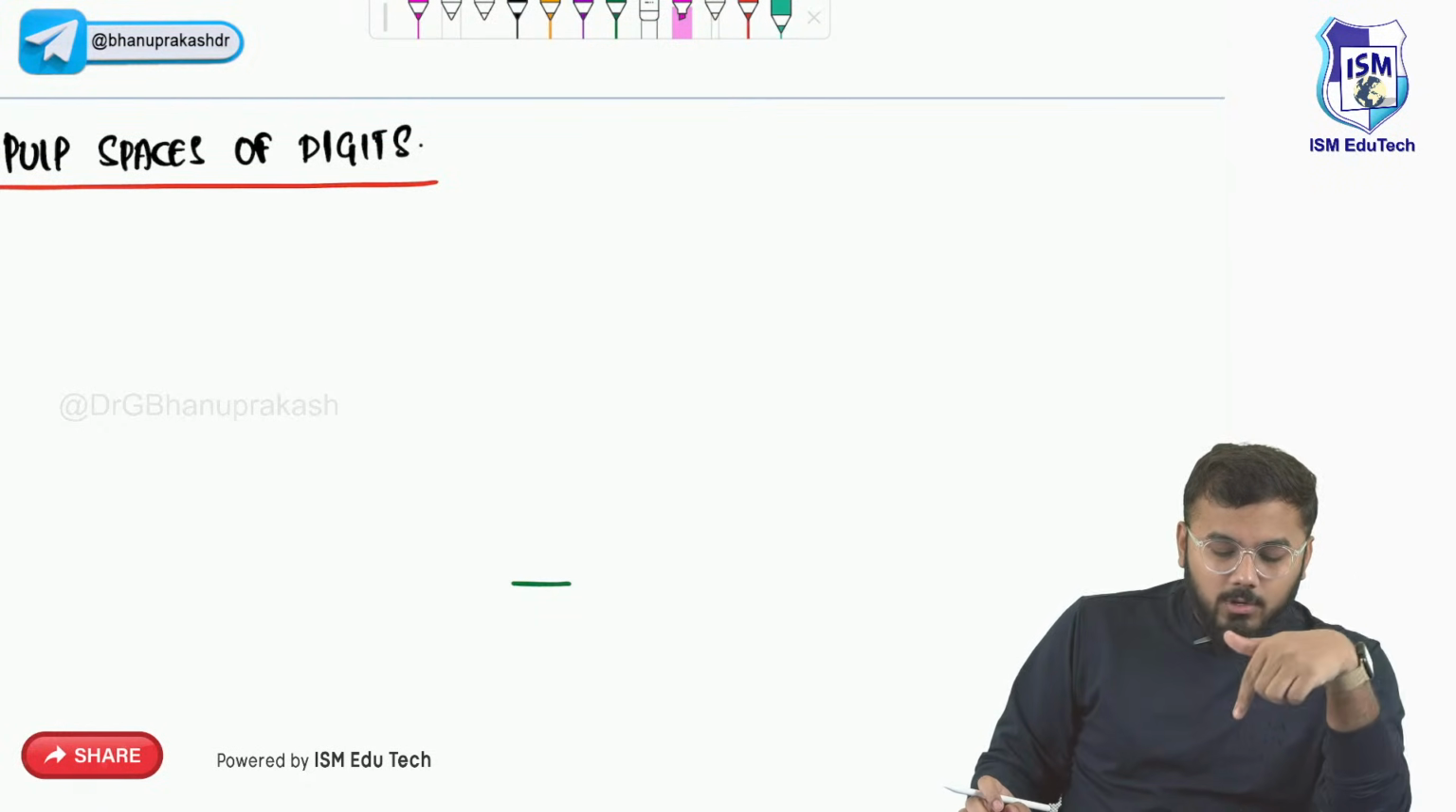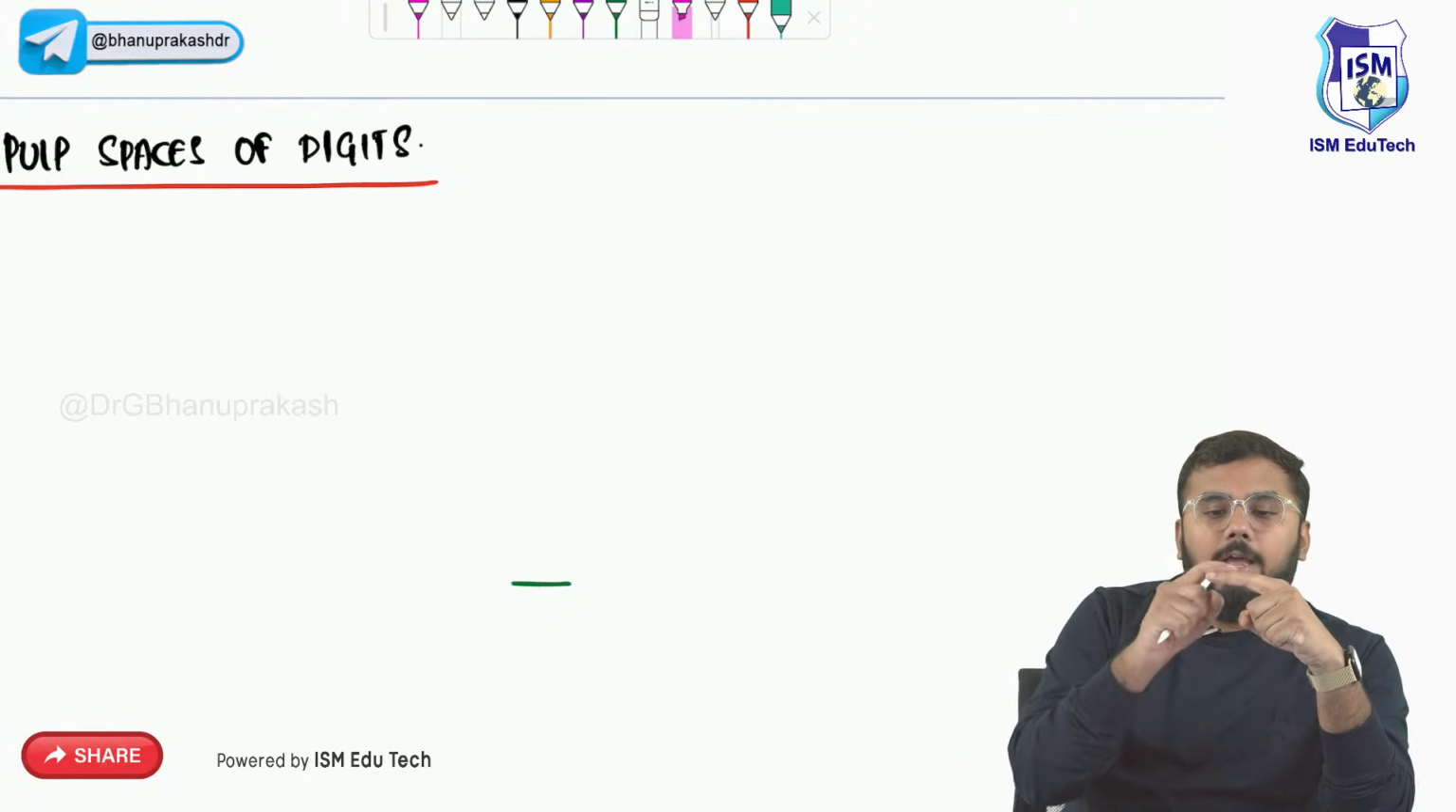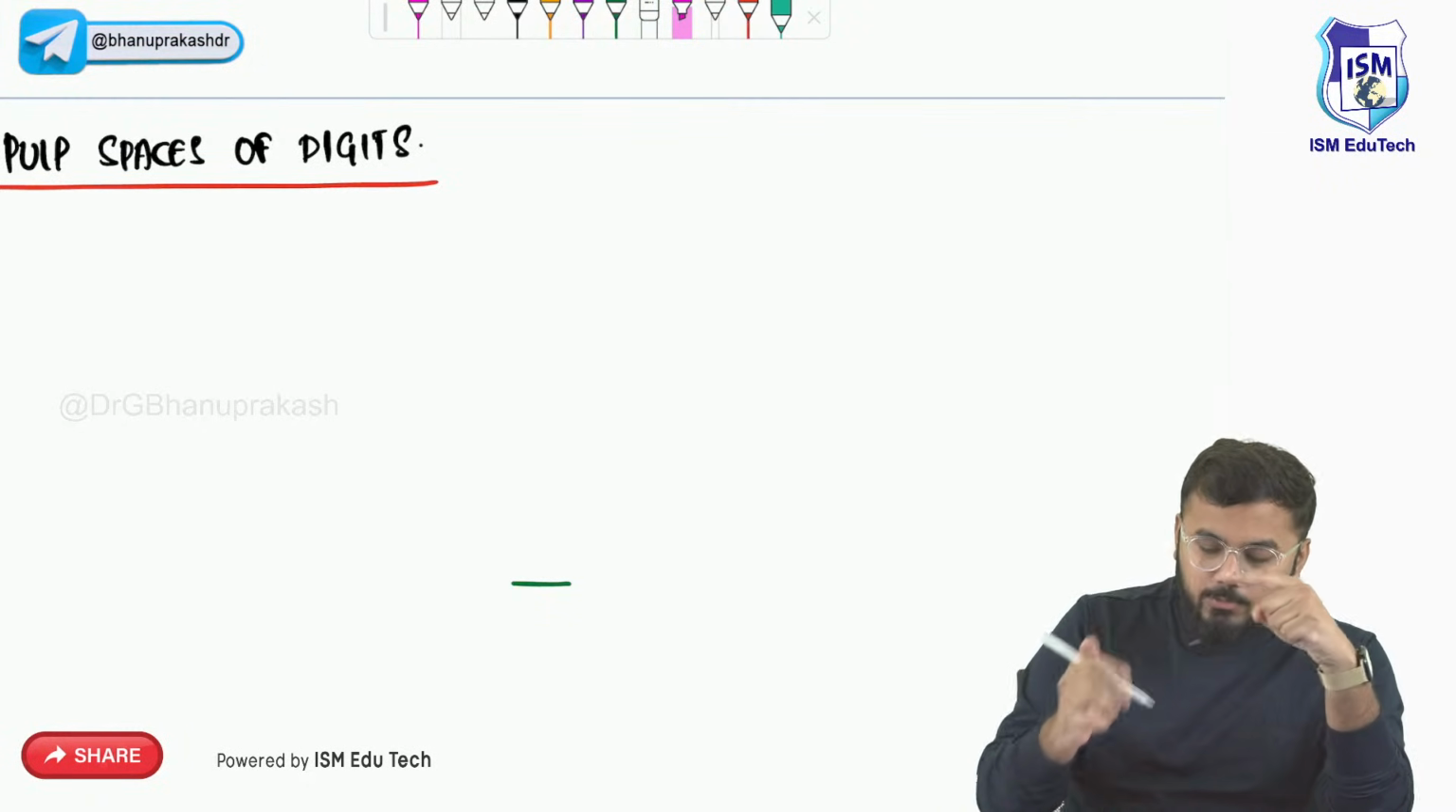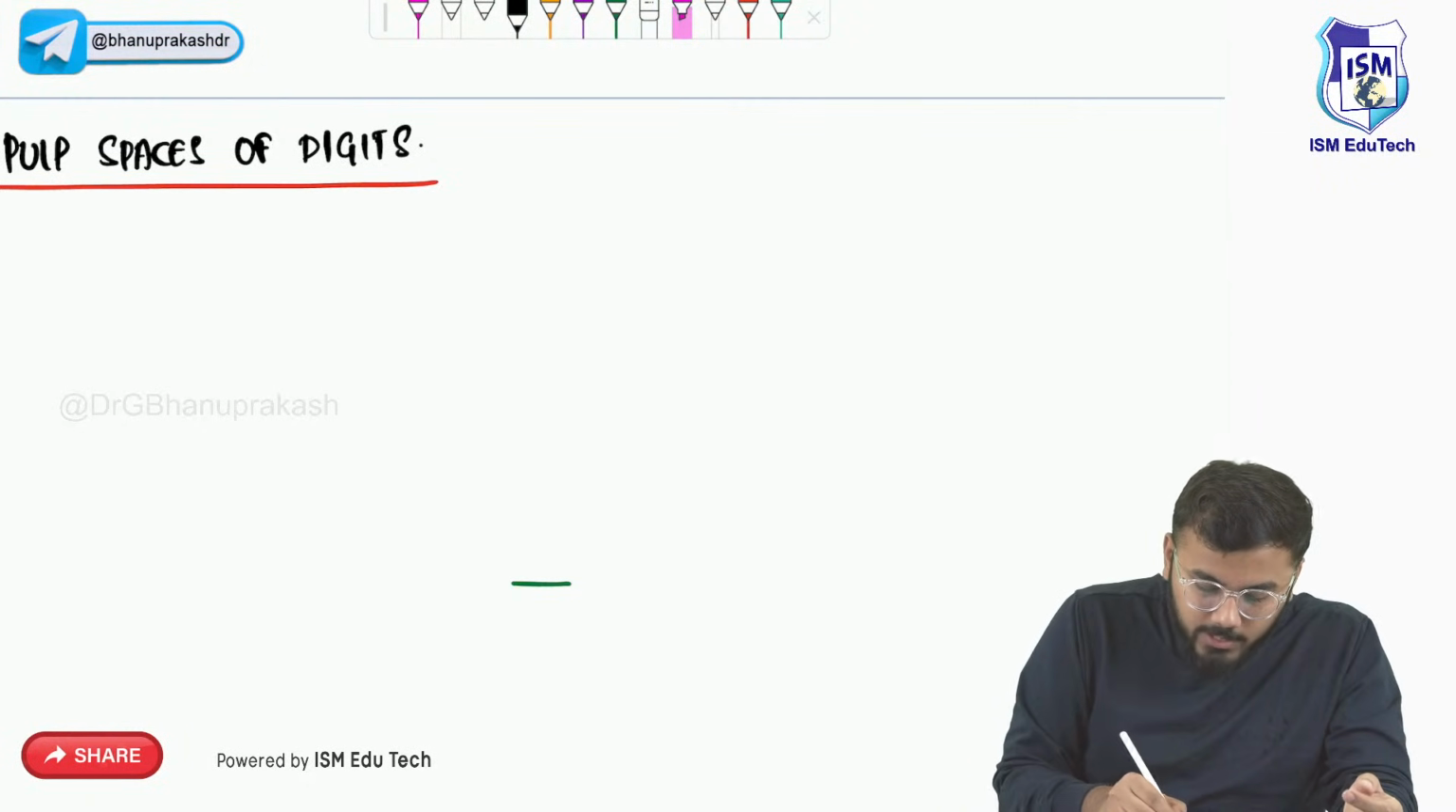Okay. So coming to the pulp space of the digits, I'm drawing this part of my finger. Okay, this part of my finger. Look here very carefully.